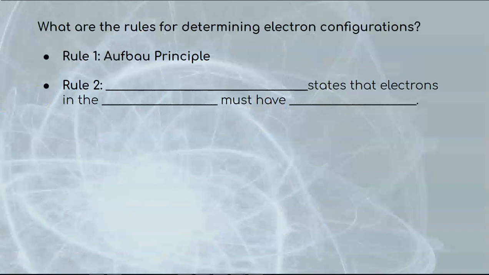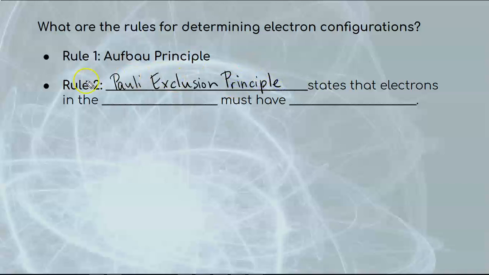After reviewing the Aufbau principle, we're now going to move on to the second rule, which is a little bit simpler. This one is called the Pauli Exclusion Principle. The Pauli Exclusion Principle states that electrons in the same orbital must have opposite spins. So, what do we mean by this?